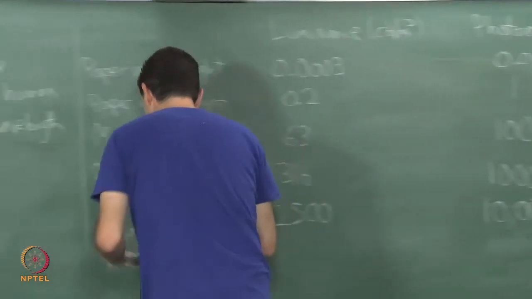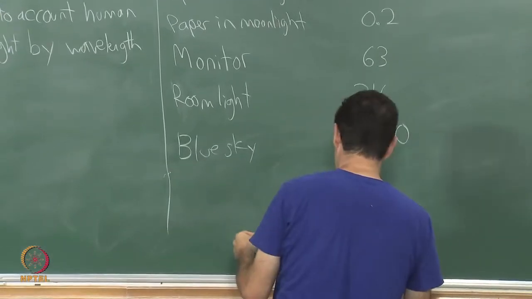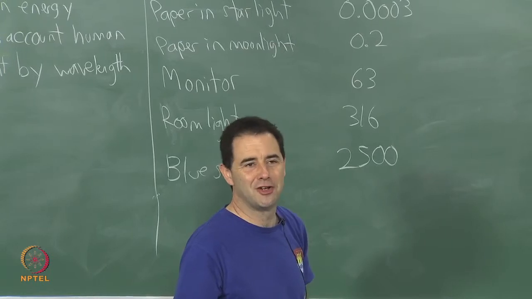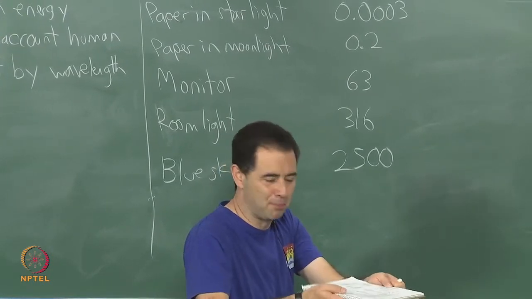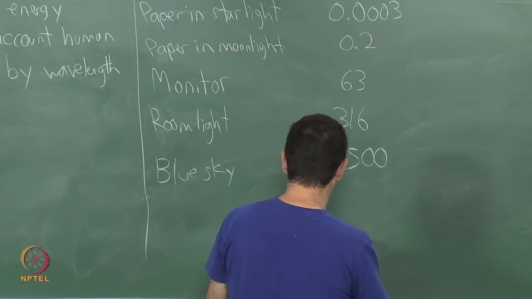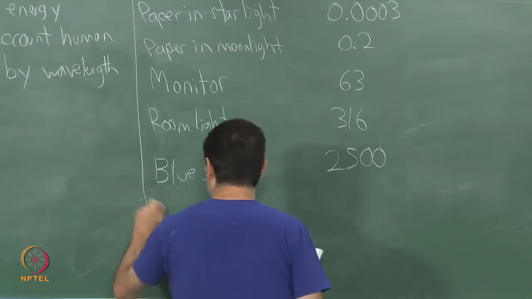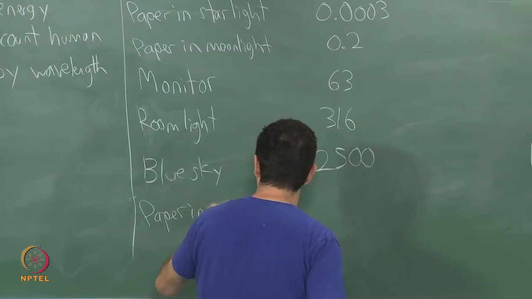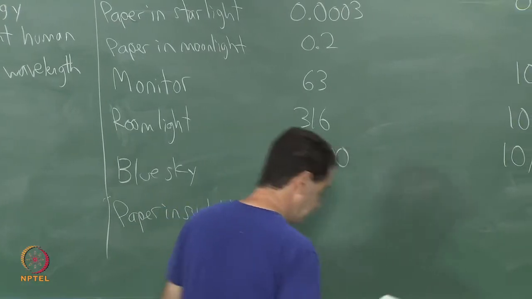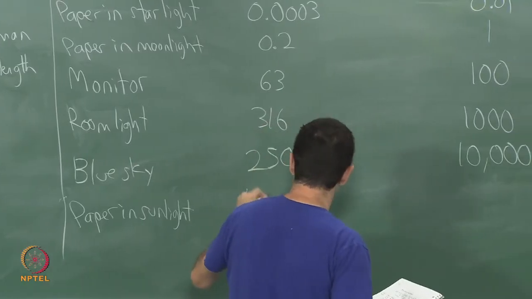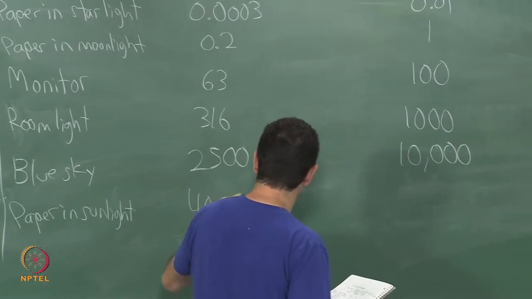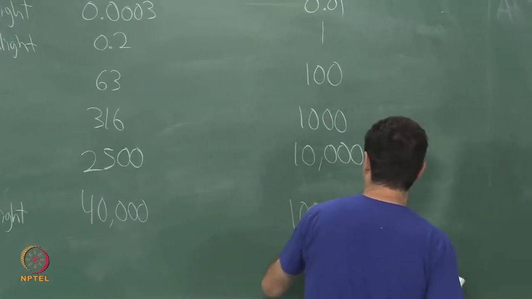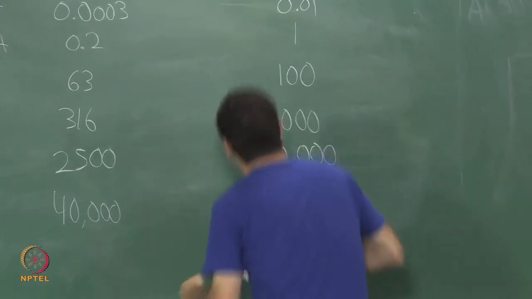And finally, paper in direct sunlight. So if you sit outside, imagine here in Chennai sitting outside trying to read a book or something, perfect white paper hitting the sunlight. That's very, very bright. So paper in sunlight gets up to 100,000. So that's quite a range when you look at it.